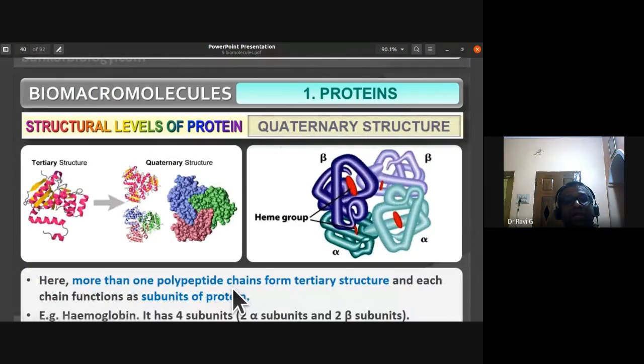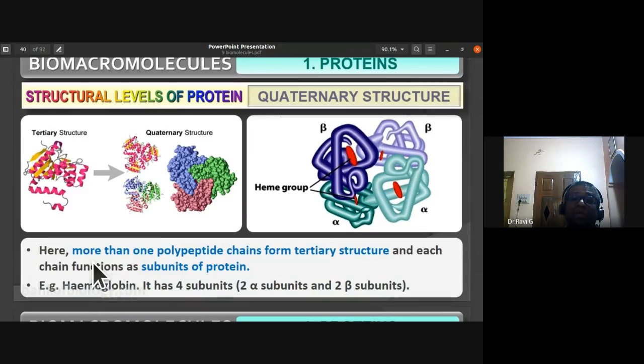In the quaternary structure, more than one polypeptide chain forms tertiary structures, and each tertiary structure functions as a subunit of the protein. So quaternary, as the name indicates, means four.